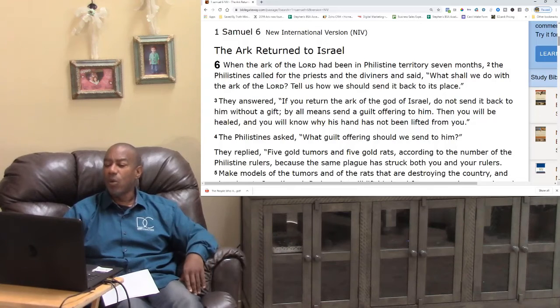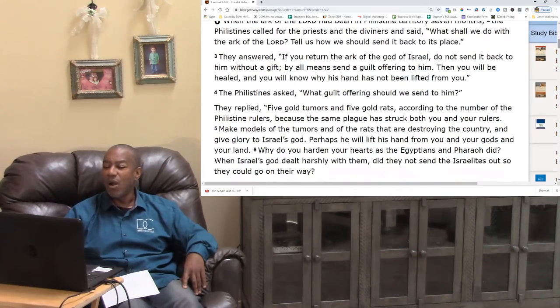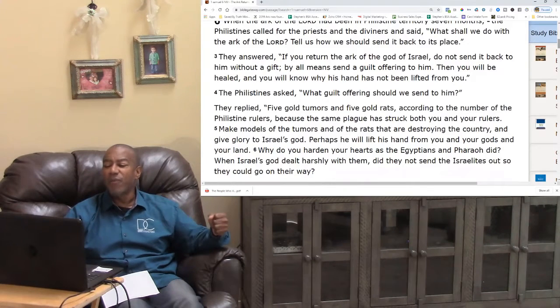When the Ark of the Lord had been in Philistine territory for 7 months, the Philistines called for the priests and the diviners and said, "What shall we do with the Ark of the Lord? Tell us how we should send it back to its place." They answered, "If you return the Ark of the God of Israel, do not send it back without a gift. By all means, send a guilt offering to him. Then you will be healed, and you will know why his hand has not been lifted from you."